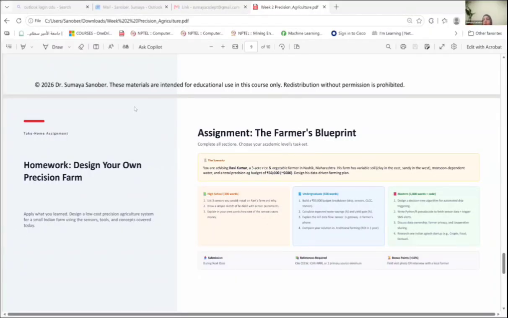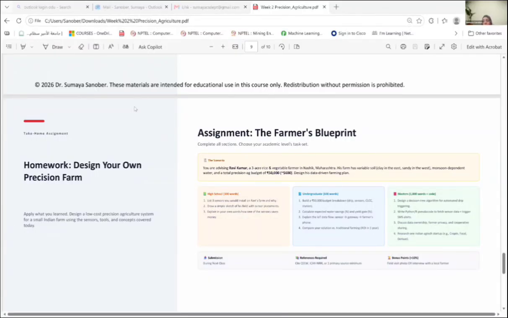The scenario is that we are designing a low-cost precision agricultural system for Ravi Kumar, who does not have a very huge land, but only 3 acres of rice and vegetable farm in Maharashtra. His farm has clay soil in the east, sandy soil in the west, monsoon-dependent weather, and a budget of 50,000 rupees. So we have all these resources. We know how the soil looks like. We know how much money he can spend, right?